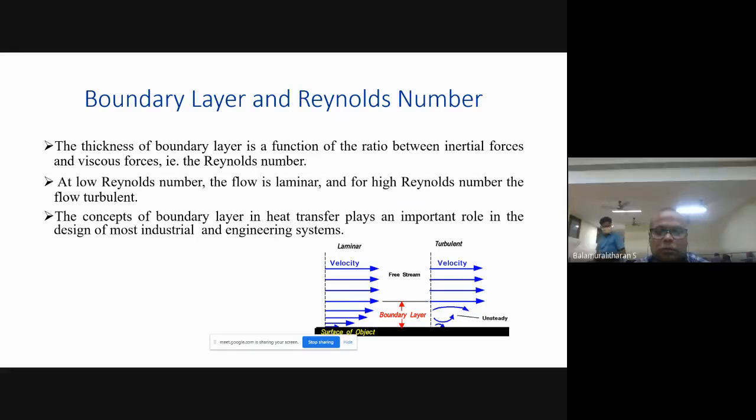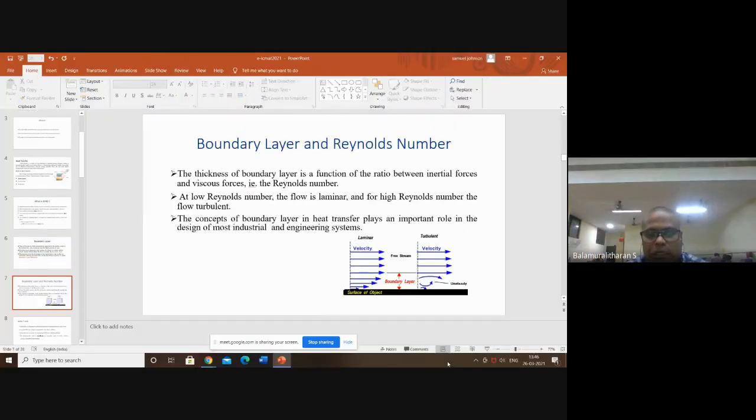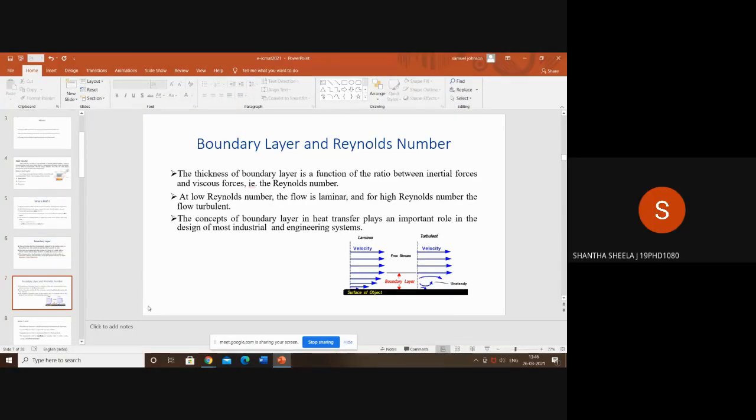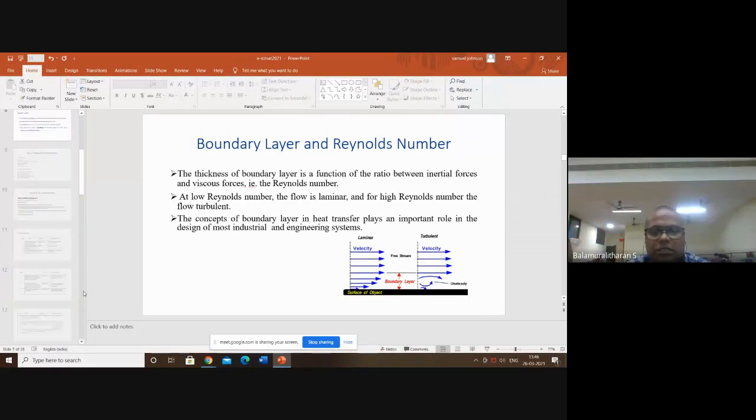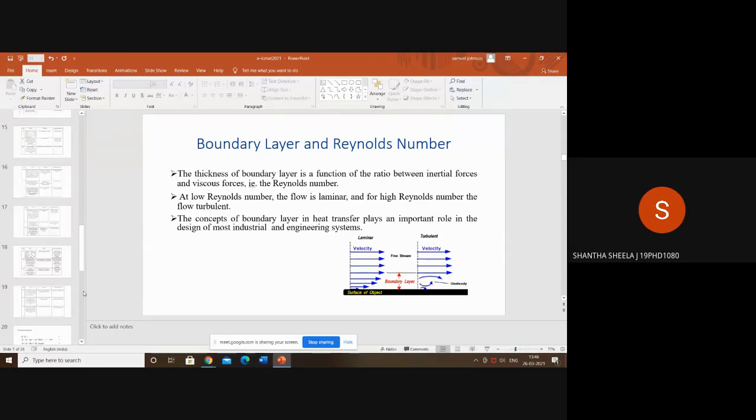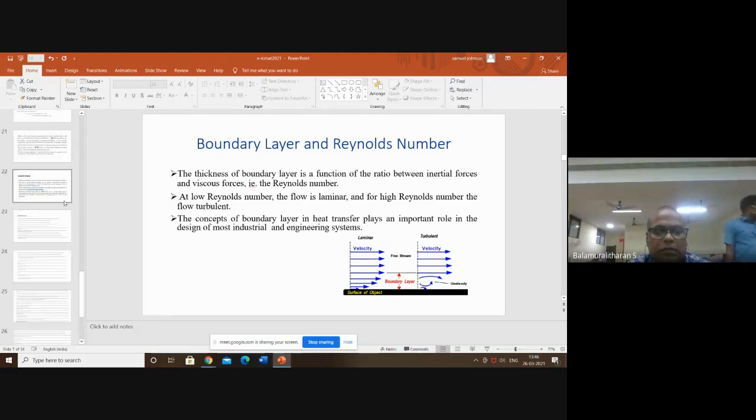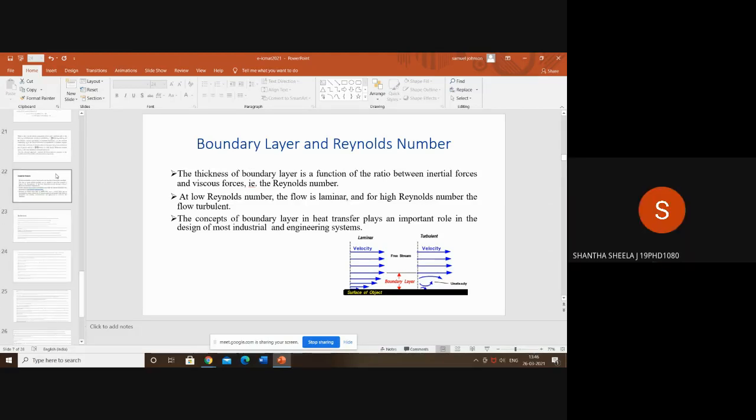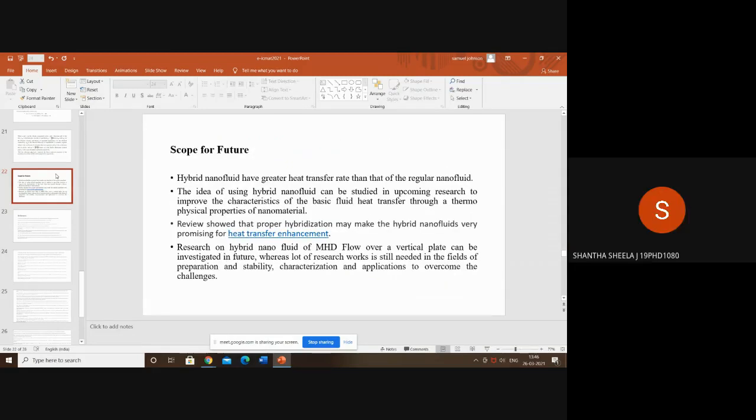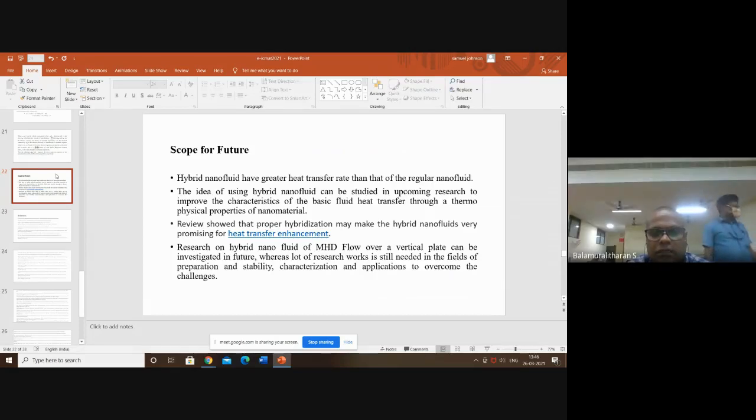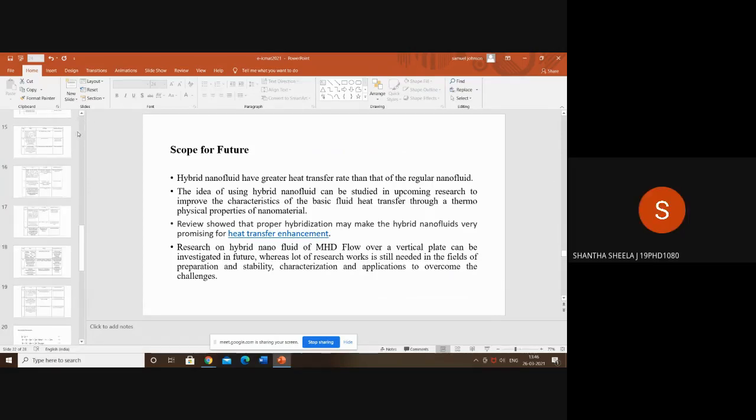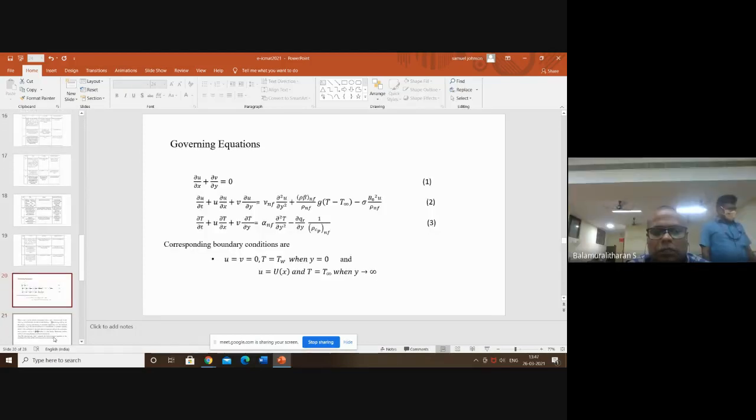Sir, please go to your main work, the governing equation. Sir, actually it's a review article, so I have just taken the general things. Are there any mathematical equations? Only the general things have been indicated here, sir. For the future, I have indicated only the general governing equations: the equation of continuity, and the steady flow is taken.